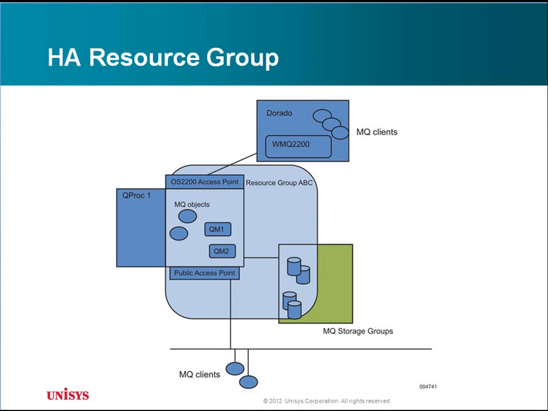You'll want to add the system components to the cluster in what's defined as an HA resource group. There may be more than one group on your system. A group consists of MQ storage. This is the file systems that will hold your queue manager data and logs. Next, it includes network resources such as the access points for the OS 2200 and the public LAN. Next, it includes queue managers. A given resource group may contain one or many queue managers. You can decide how to create groups based on your needs.